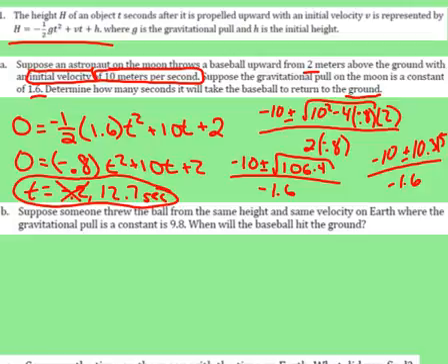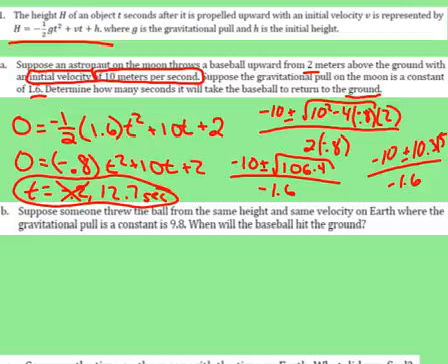Negative time is not an option, so that's why I just crossed it off or X'd it out. So you have time equal to 12.7 seconds. That's a lot of me just talking you through the problem and the math, so you've got to be able to pay attention.